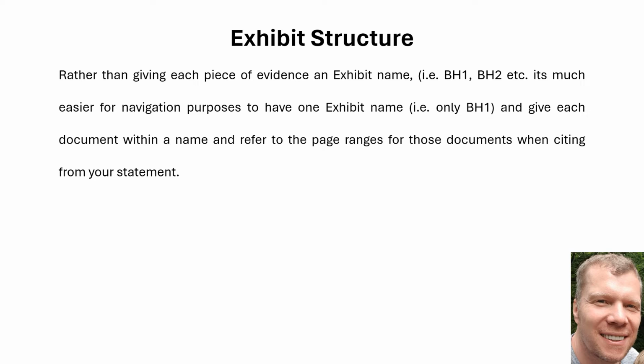So going back to the structure of the exhibit, this is really important. What I'm saying is, rather than giving each piece of evidence that you put into your exhibit an exhibit reference itself, so if you have some photographs, calling that BH1, and then some emails calling it BH2, and then a receipt calling it BH3, you just want to stick with one exhibit name. So BH1, for example, and give each document within it a name and refer to the page ranges when you are citing that document in your statement.